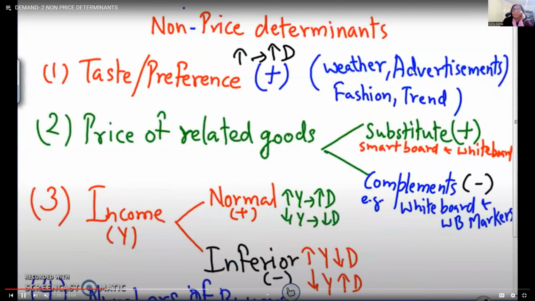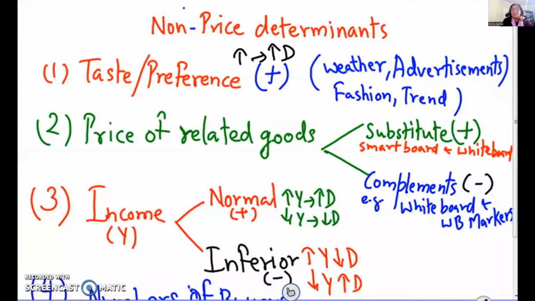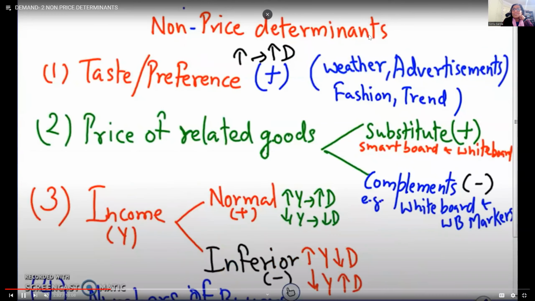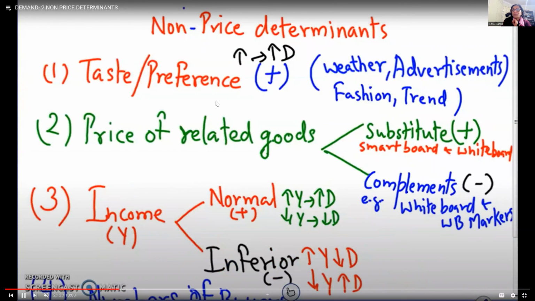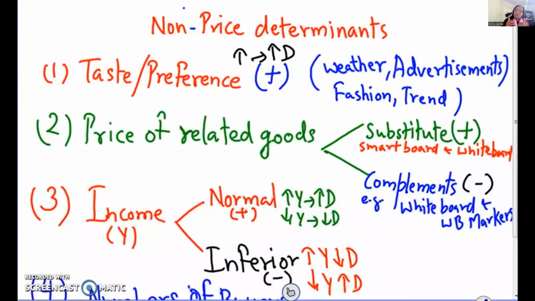And what are the non-price determinants? There are so many other things that would affect the demand for a good. As you can see, taste and preference. If you could just remember these signs, the whole idea would be super easy to understand, because the question would have your answer. When you talk about taste and preference, you prefer something, you buy more of it. You don't prefer something, you buy less of it. As simple as this. So it's a positive relation. As the taste and preference goes up, the demand for that good goes up. As it goes down, you buy less of it.